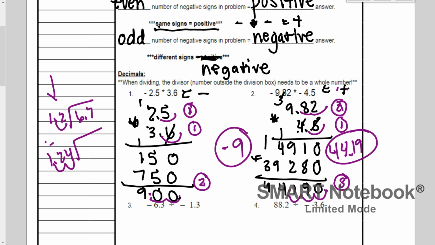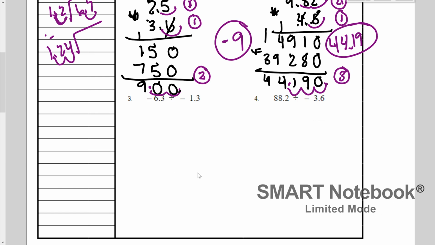Whatever we do to the divisor, we have to do the same thing to the dividend, because you can't just change one number in a division problem and end up with the same answer. So we move the decimal over once here, we move it over once here, and then it's just going to become a normal division problem. Okay, so when we set this up, the first number always goes inside the division box, so we'd have 6.3 being divided by 1.3. Okay, 1.3 is not a whole number, so I have to move that decimal over once. I would do the same thing with my 6.3.